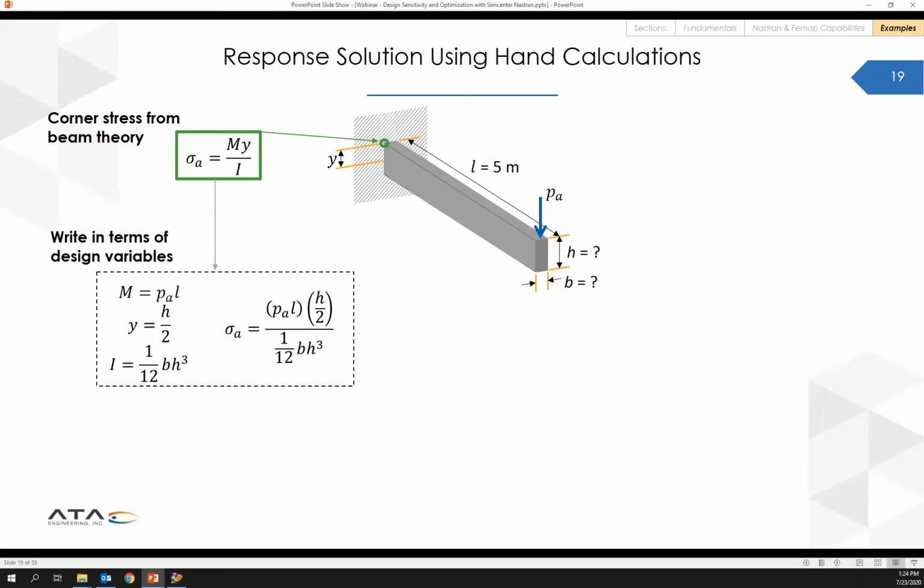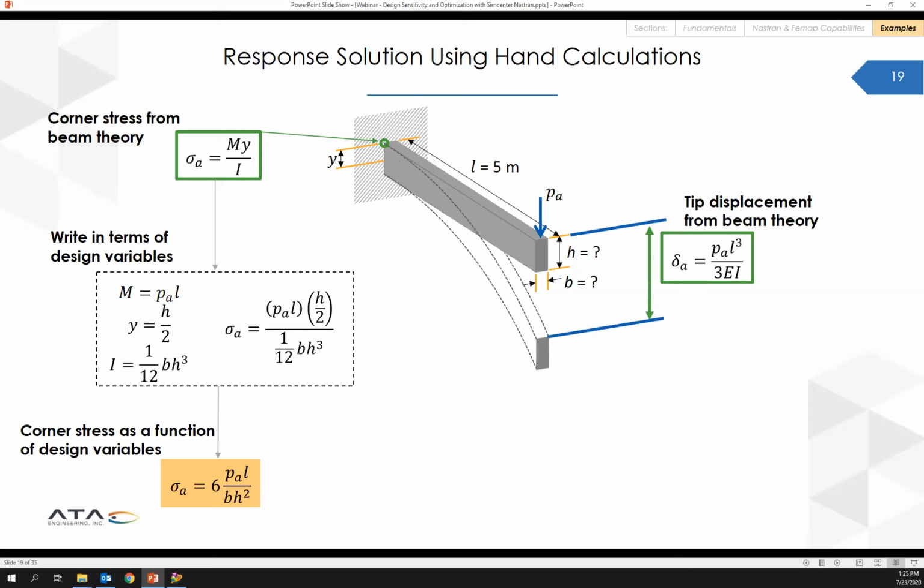So what we want to do to handle this for our optimization cases, we want to write this stress in terms of our known quantities and our design variables. So the moment is this load times the length of the beam is going to be the moment at the root. The distance from the neutral axis is going to be half of the height if we're looking at a stress point along the top edge. The moment of inertia for this cross section is 1/12 base times height. And so we plug those values in and simplify, and then what we have is a stress as a function of known quantities and the design variables. So that's exactly what we need.